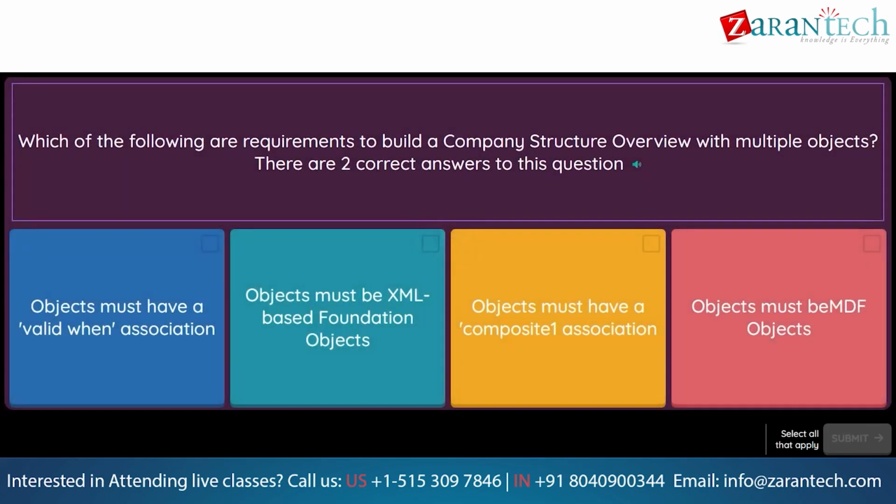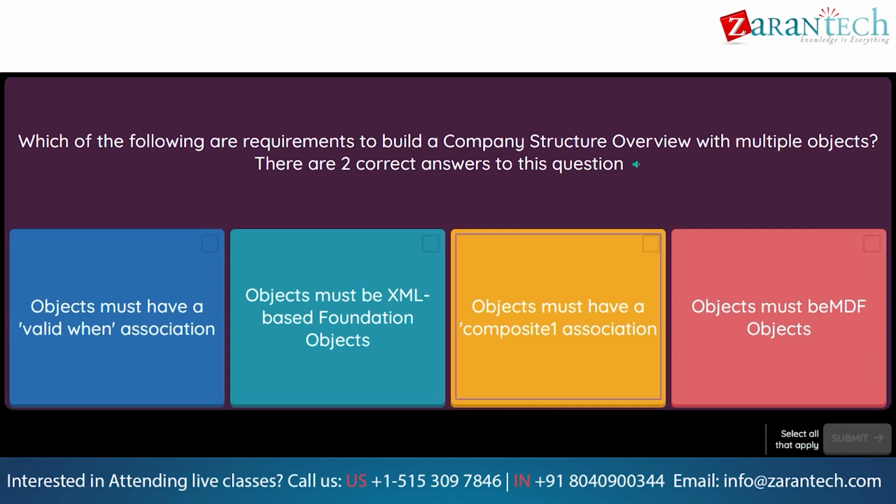Question: which of the following are requirements to build a company structure overview with multiple objects? There are two correct answers to this question. Option 1: objects must have a 'valid when' association. Option 2: objects must be XML-based foundation objects. Option 3: objects must have a 'composite 1' association. Option 4: objects must be MDF objects.